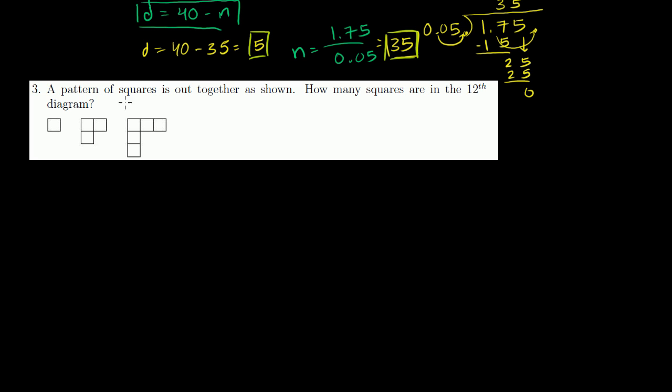A pattern of squares is put together as shown. How many squares are in the 12th diagram? So let's see what's happening.